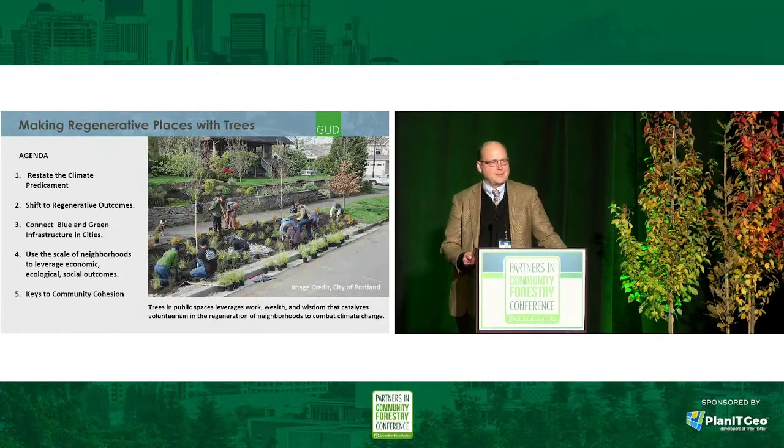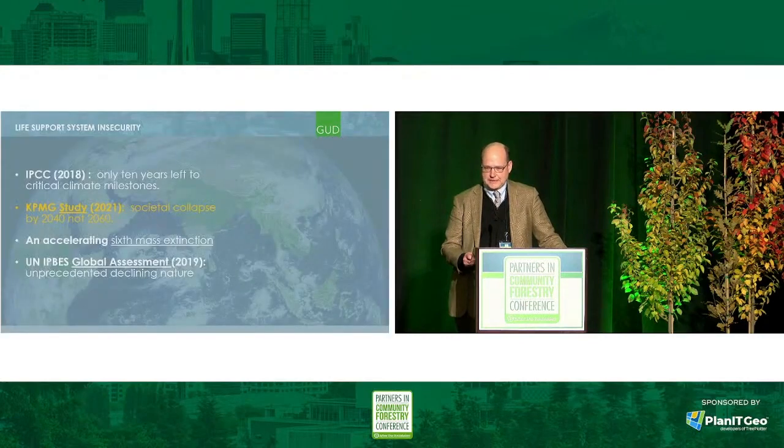So I'll restate the climate predicament that motivates me. I'll explain some of my optimism that relates to regenerative outcomes that can be delivered through urbanism, and then how important green and blue infrastructure is to supporting that new kind of urbanism, and how the neighborhood scale seems to be the right scale where you can blend systems in nature and culture and economy and the economic systems of our society together with nature. And then finally, I'll make some observations on the keys to community cohesion.